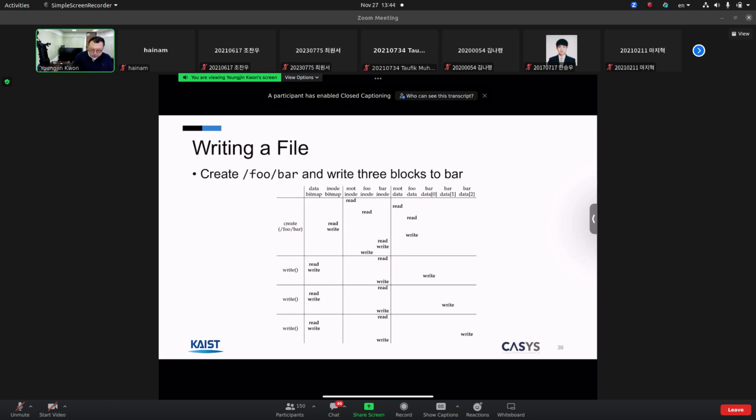So let's take a look at this example. This example is creation and writing of three blocks. This is the creation, and these are the subsequent three write operations. For creation, first you have to locate the foo directory. So read root inode, read root directory block, read foo inode, and read foo directory block.